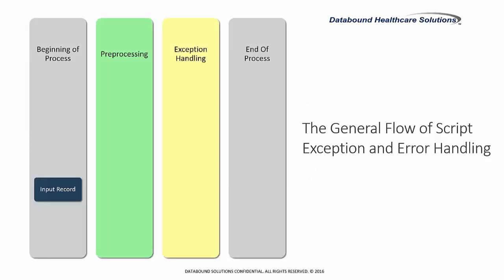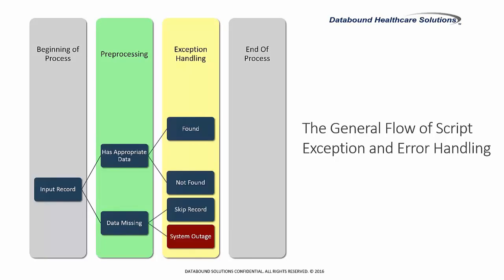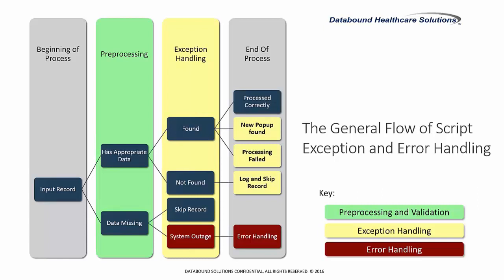So with this diagram, hopefully this will be of use to everyone when you get this PowerPoint. But this shows where you should do your pre-processing in your process. So you get your input record on the left, and you're going to ask in your script, do I have the appropriate data or do I have missing data? If I have missing data, then I might want to skip the record. And if I have appropriate data, then I'm going to go into the system, and it will come up as found or not found. And if it's not found, then you go over and log and skip the record.